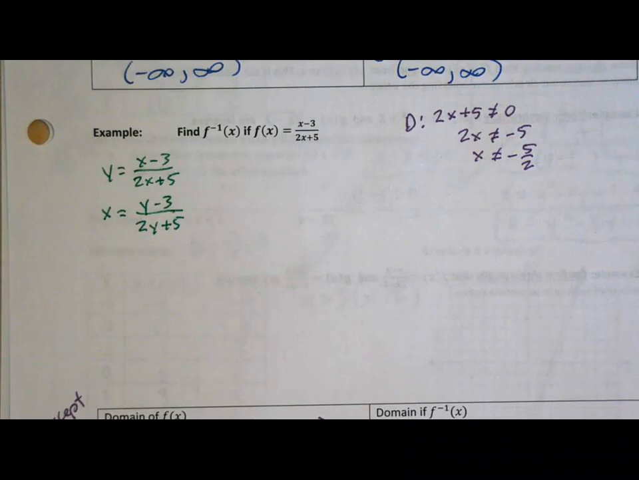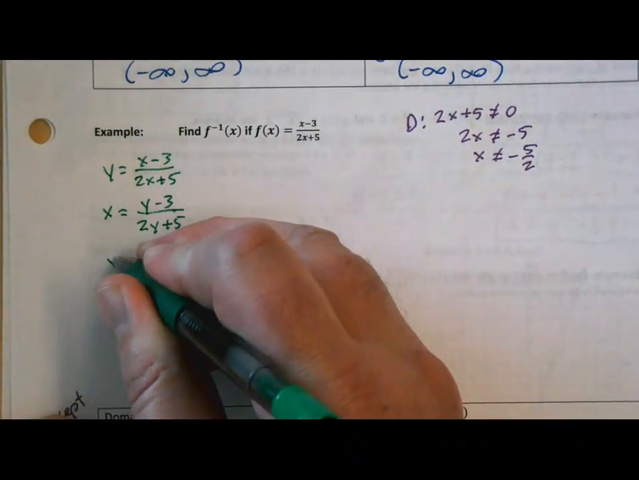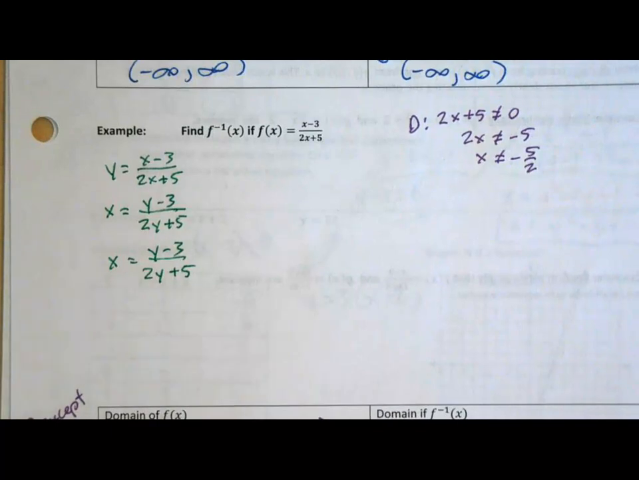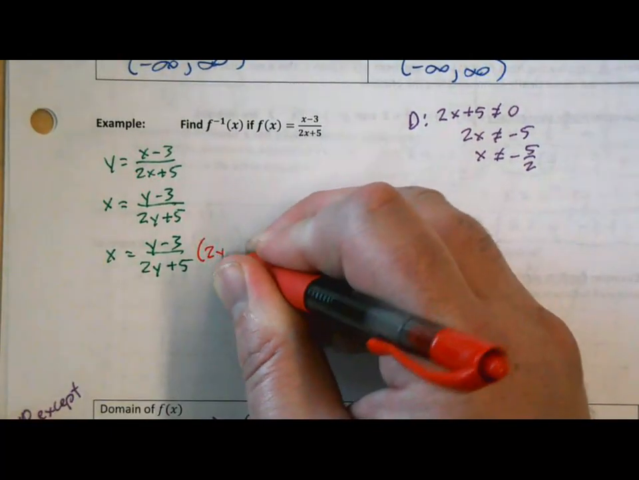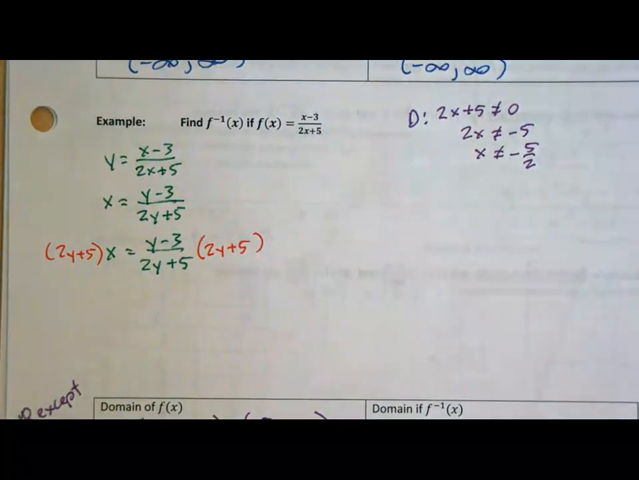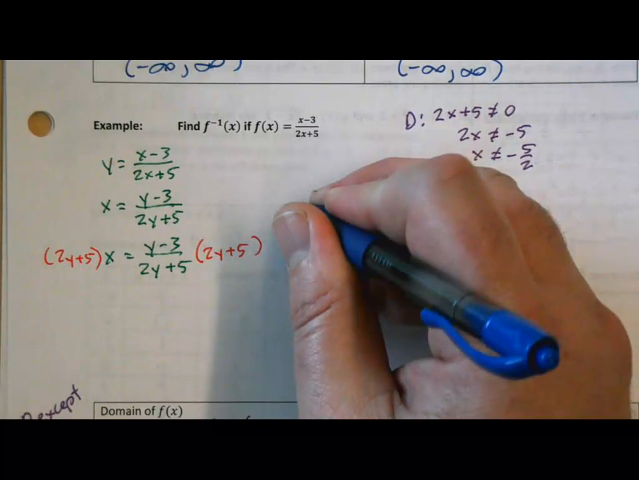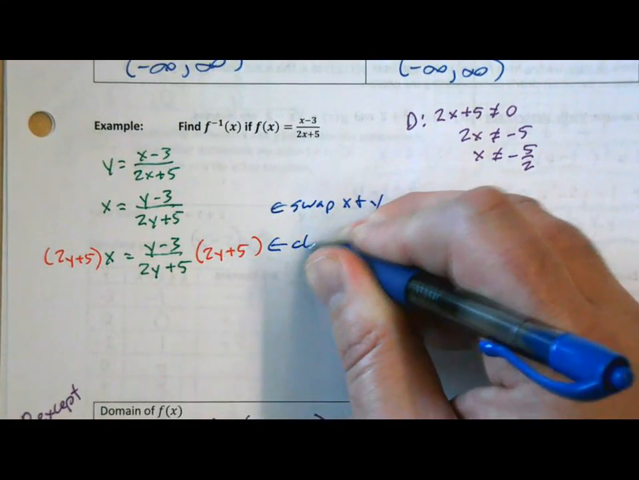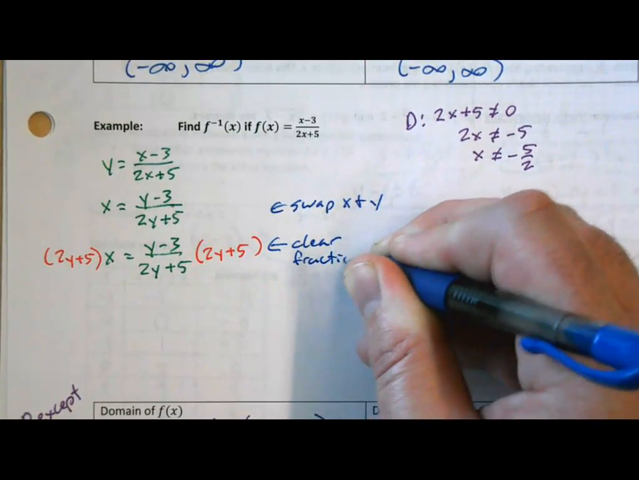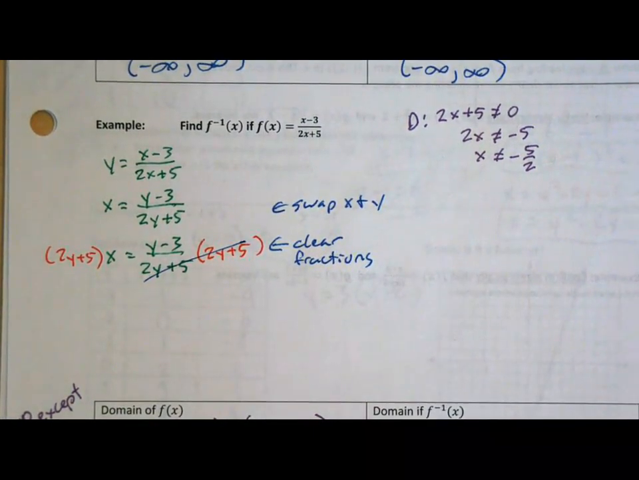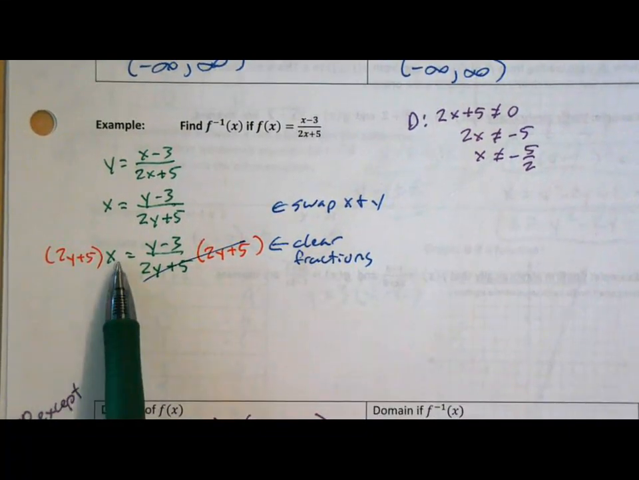What I mean is multiply by something on both sides of your equation so that your denominator cancels out. Again, I wouldn't normally write this down, but for the sake of my notes, I'm going to. So my first step would be to multiply on both sides by 2y plus 5. I'm going to annotate my steps off to the side here. So what we did here was swap x and y, and what we did here was clear fractions. That's going to cancel this 2y plus 5, and it's going to leave us with (2y plus 5) times x equals 3 minus y.